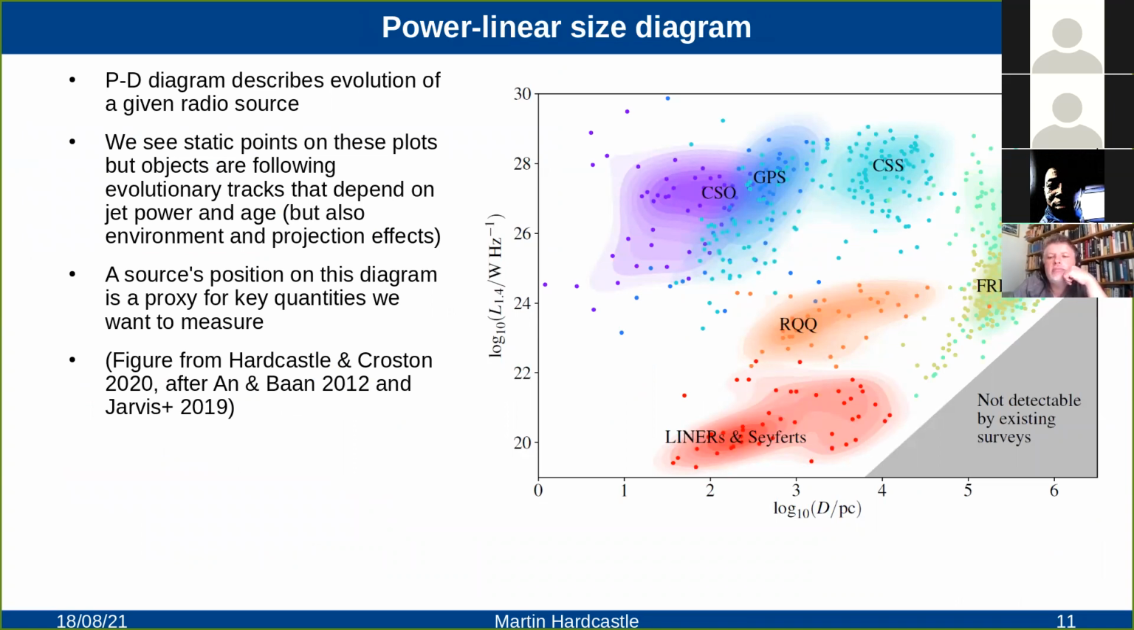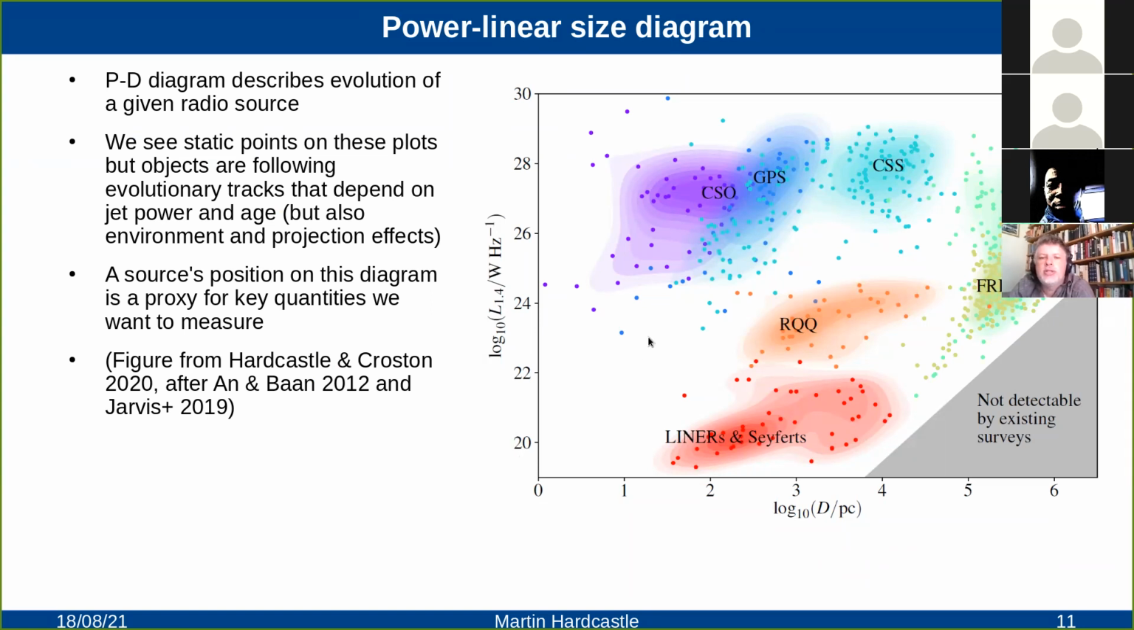Okay, so next we can think about how the radio galaxies evolve. So a common way of describing the power, the evolution of a radio source is this power-linear size diagram, which you can see on the right. What this is showing on the x-axis is the size of an object. This is log size in parsecs in this presentation. So this is 1 kiloparsec, this is 1 megaparsec. And up here you can see the radio luminosity expressed in watts per hertz at 1.4 gigahertz. So this goes over 10 orders of magnitude in radio luminosity.